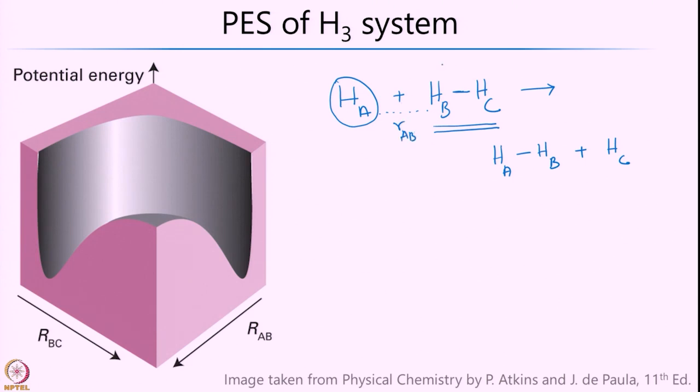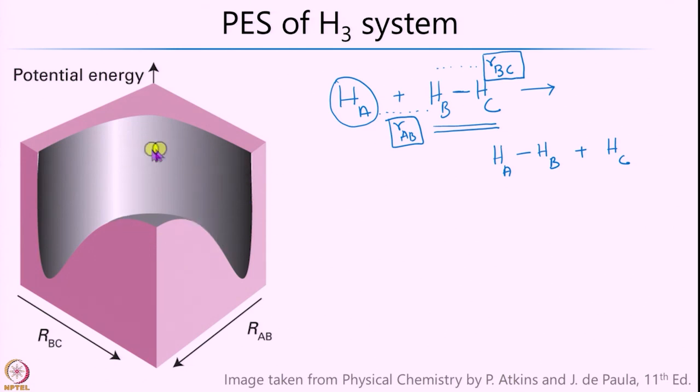And we can also look at how the potential energy varies as this bond gets ruptured, that is RBC. So, these are the two parameters which we can vary and look at how the total energy or the potential energy of the system varies. If you agree that these two parameters are good enough to describe the particular system we are interested in, that is H3 in this case, then one can come up with a potential energy surface which is shown on the left hand side.